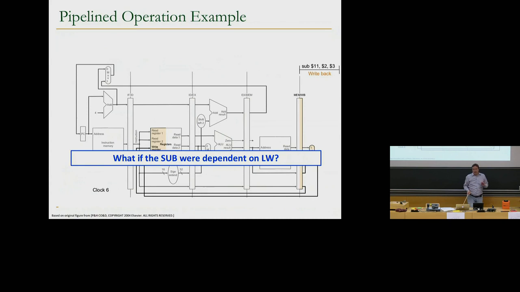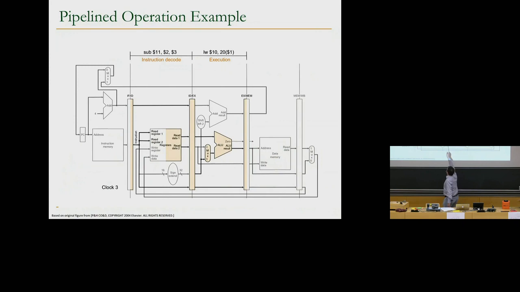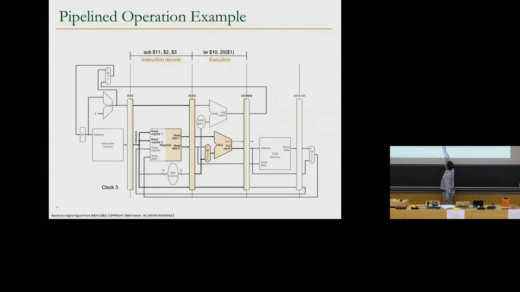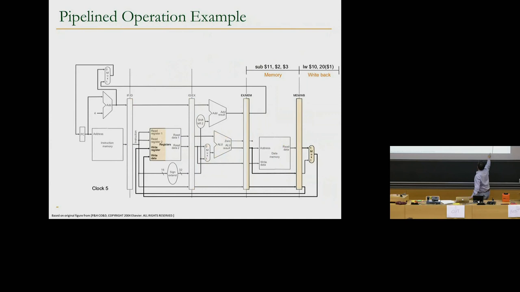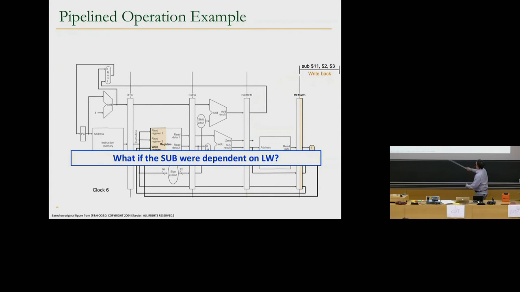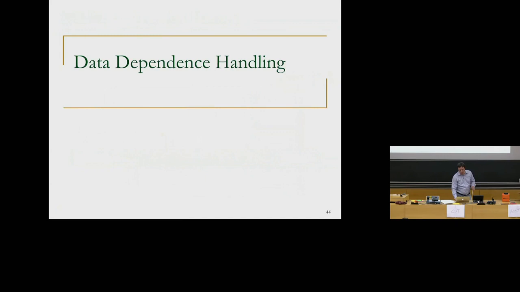Now comes the question that you should ask yourself. At the moment, it went very well because the subtraction uses 2 and 3. The load word uses 1 and is writing to 10. What would have happened if the subtraction actually was subtract 10 from 3? Everybody see the problem? Because at this point, where is 10? 10 will be written, not here. Not here. Only now, 10 will be written here. And after I write it, I'll be able to read it. But by that time, our subtraction instruction is long gone. So we will have a problem if the sub instruction was dependent on load word. So this is our main issue now.